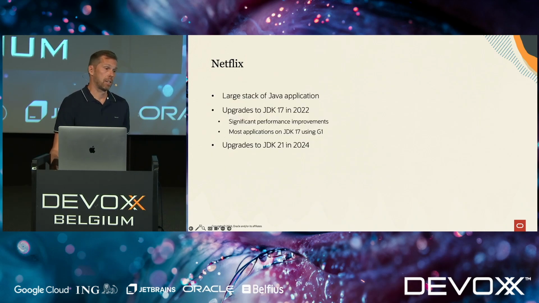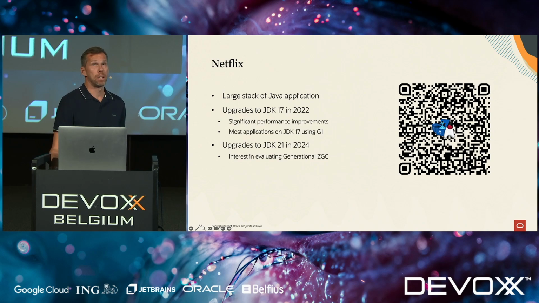But Netflix wasn't really happy with just this. They started looking at upgrading to JDK 21, I think this year or late last year. And one of the big drivers behind this was interest in evaluating generational ZGC. And they've written a really great blog post about using generational ZGC. And you can find this using this QR code.